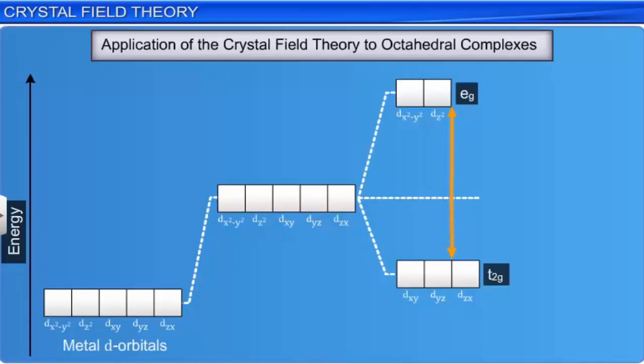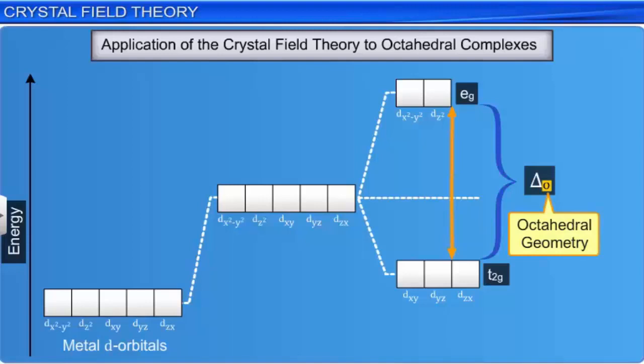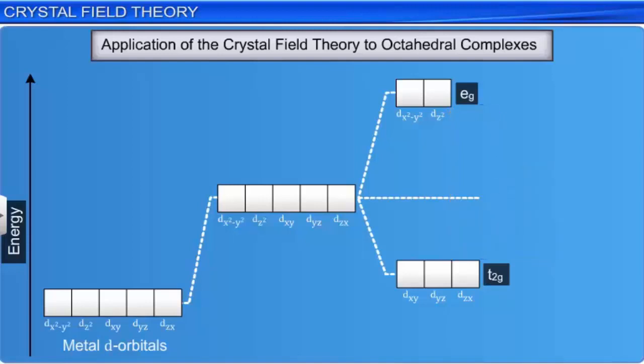The extent of the splitting in energies is represented by the symbol delta O. The subscript O indicates octahedral geometry. Due to this splitting, the energy of the 2 Eg orbitals will increase by 3/5 of delta O, while that of the 3 T2g orbitals will decrease by 2/5 of delta O.